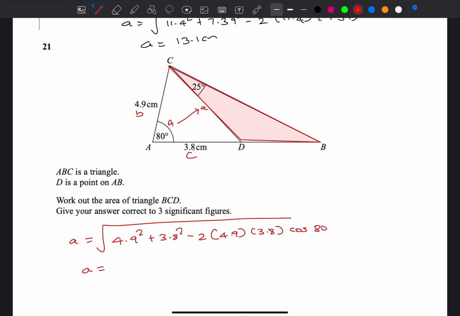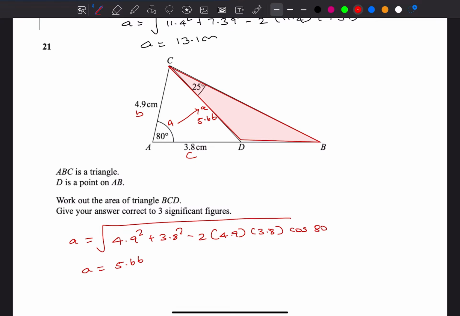In the middle of a question, always keep 2 decimal places. 4.9 squared plus 3.8 squared minus 2 times 4.9 times 3.8 cos of 80. Okay, 5.66. Okay, so that's 5.66.